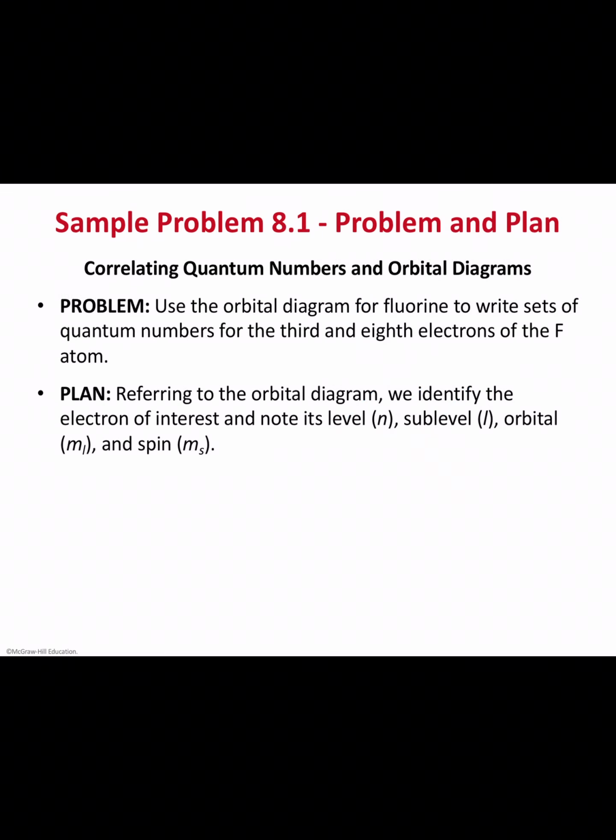Correlating quantum numbers and orbital diagrams. Use the orbital diagram for fluorine to write sets of quantum numbers for the 3rd and 8th electron of the fluorine atom.